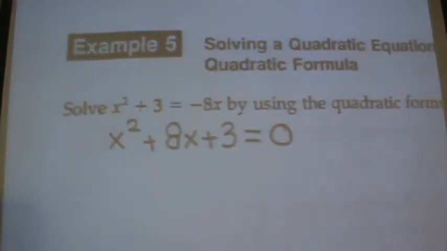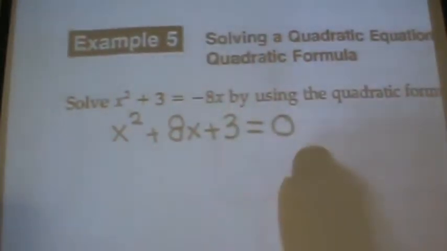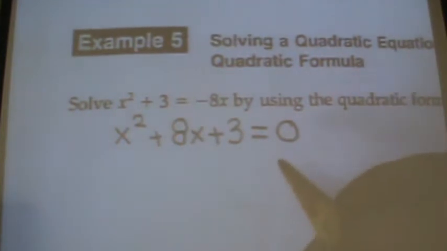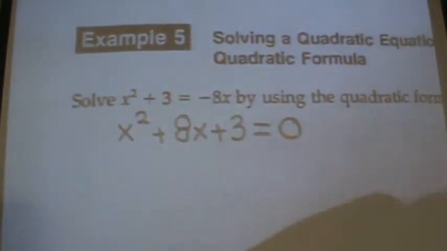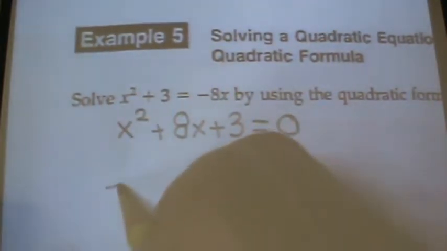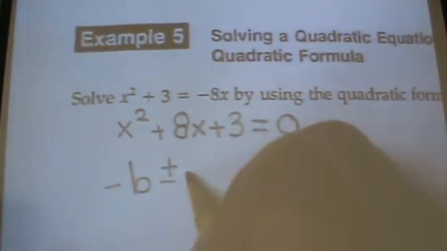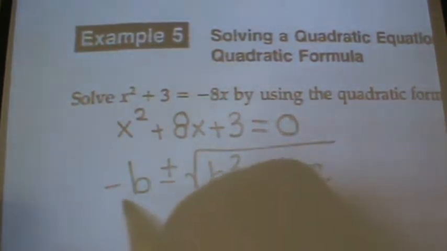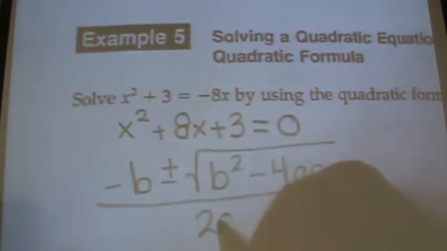Now, could I complete the square on this one? This is actually better suited to complete the square, I think. I would complete the square on this one. I would take the 3, bring it over, take half of this and square it, add to both sides. To me, that's an easy one to complete the square. But they want us to use the quadratic formula. Either one's going to get the right answer. So what's the quadratic formula? It's negative b plus or minus the square root of b squared minus 4ac, all over 2a.